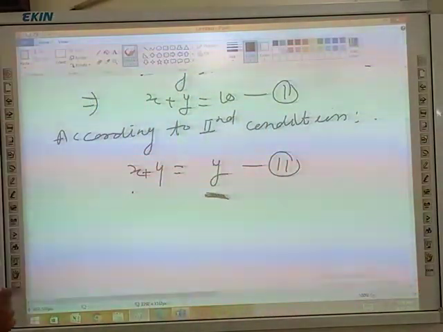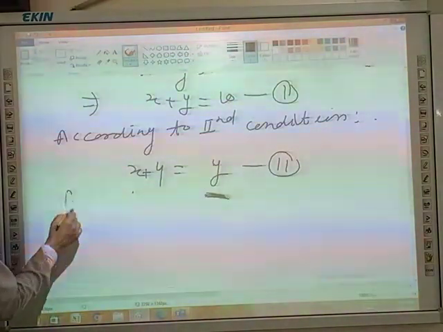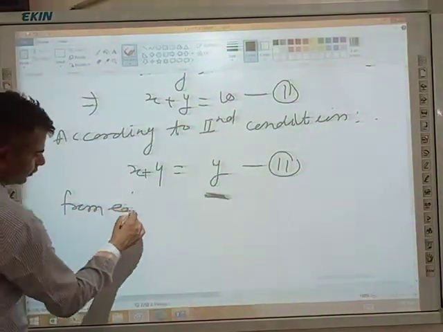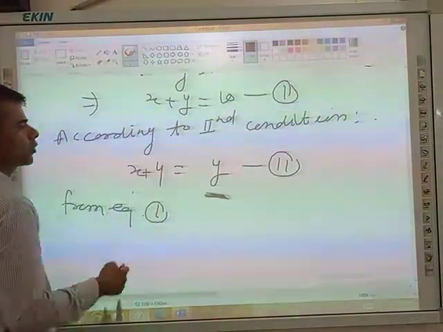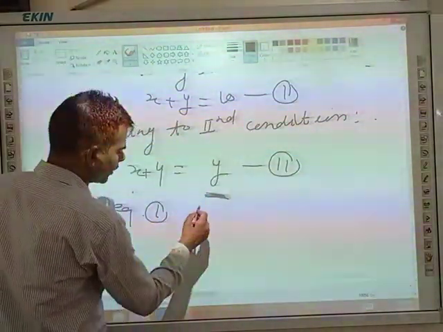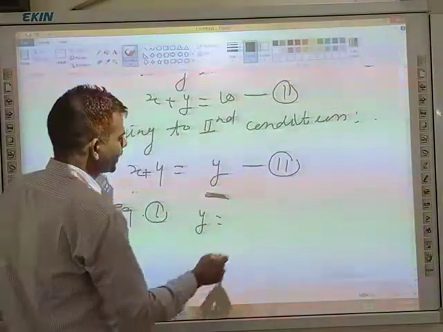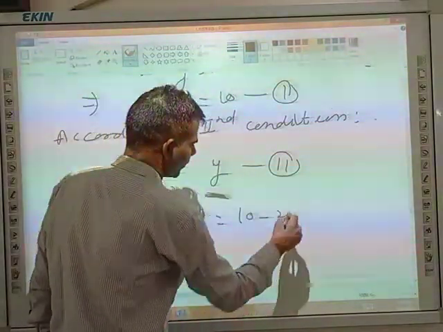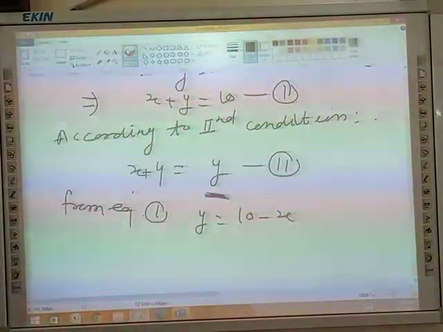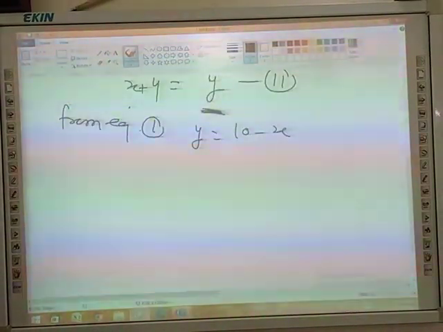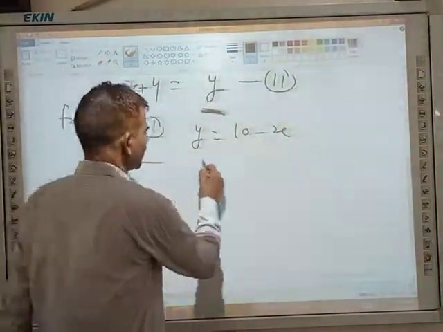Now students, first of all we will draw the graph from equation first. x plus y is equal to 10. So y is equal to 10 minus x. Students, any doubt, any problems? Now students, draw the table.